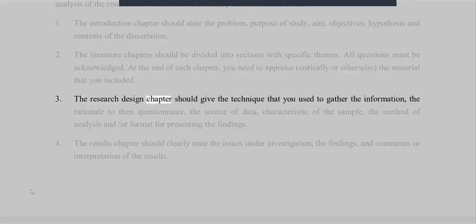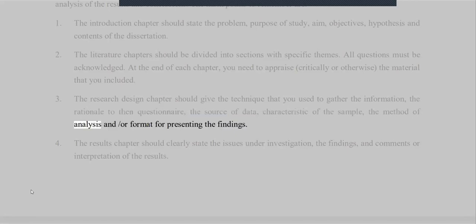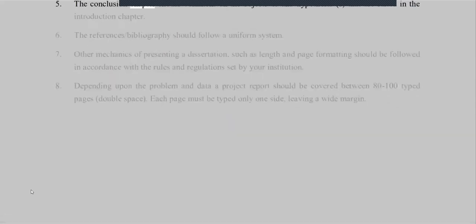3. The research design chapter should give the technique that you used to gather the information, the rationale for the questionnaire, the source of data, characteristics of the sample, the method of analysis, and/or format for presenting the findings. 4. The results chapter should clearly state the issues under investigation, the findings and comments or interpretation of the results. 5. The conclusion chapter should comment on the objectives and hypotheses that are stated in the introduction chapter. 6. The references and bibliography should follow a uniform system.